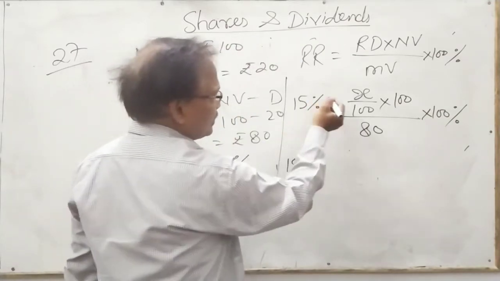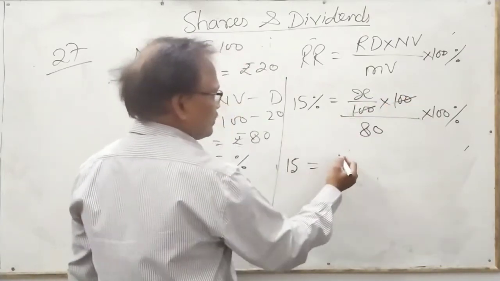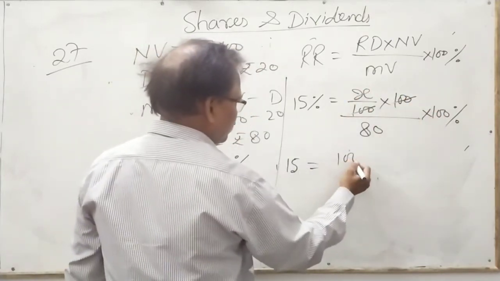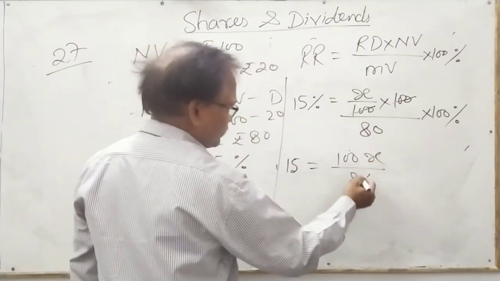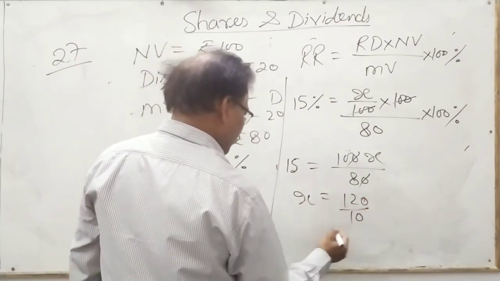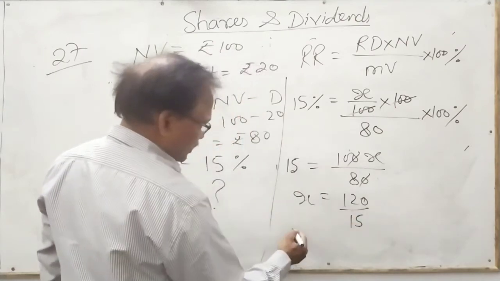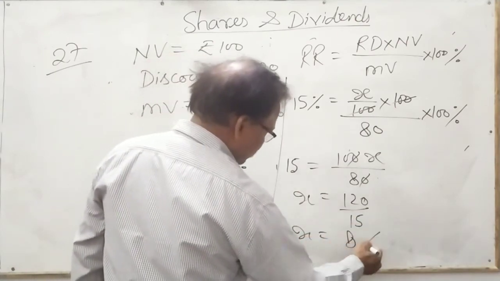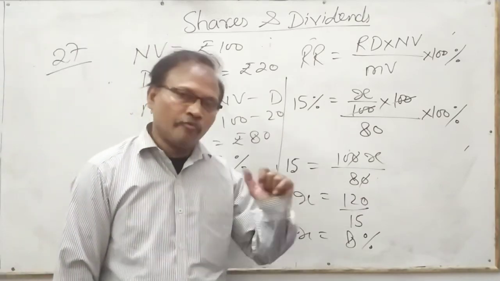15. Percent to percent, both sides you can cancel it. This 100, this 100, X into 100 upon 80. Can you get the value of X? X is equal to 120 by 15. So X is equal to 8. This is in percent, 8%. So this is the rate of dividend.